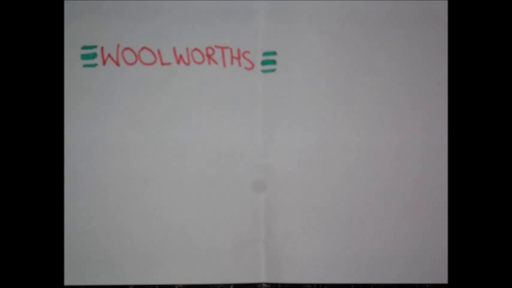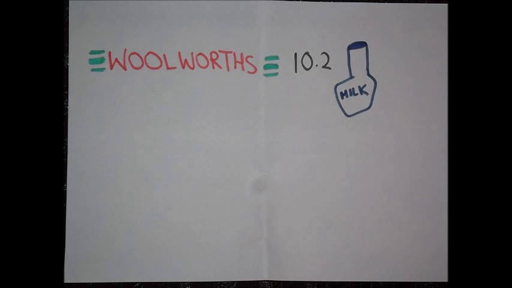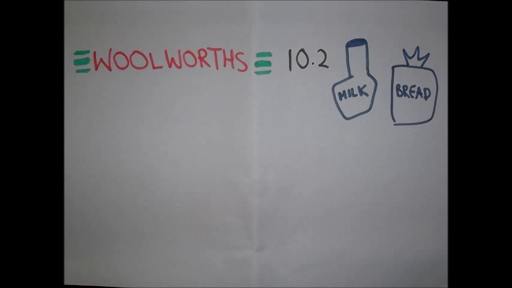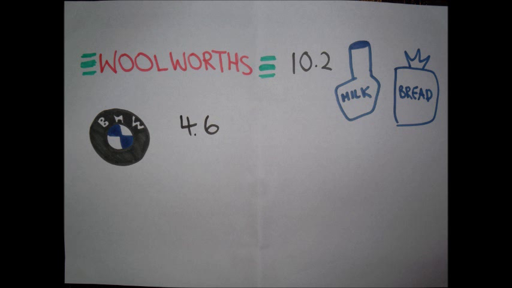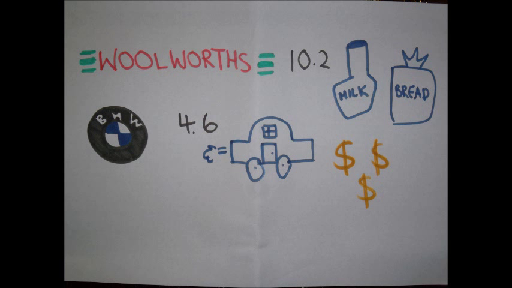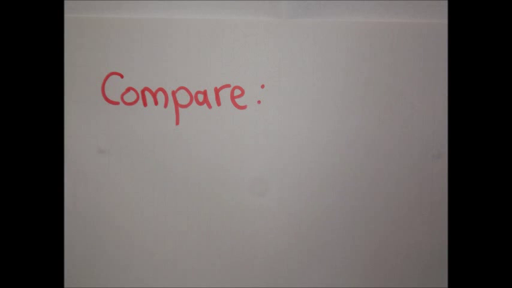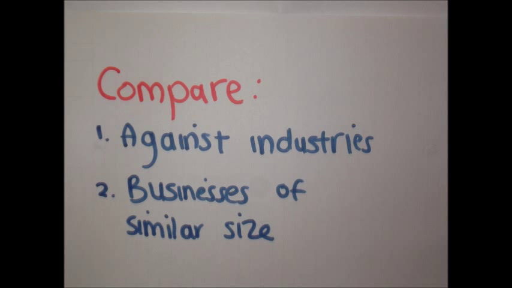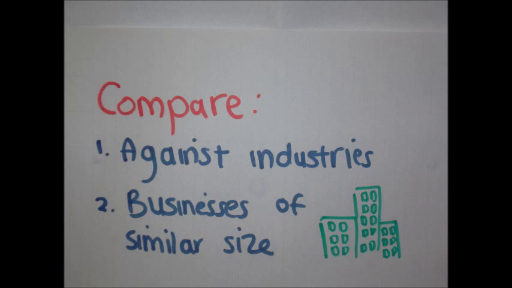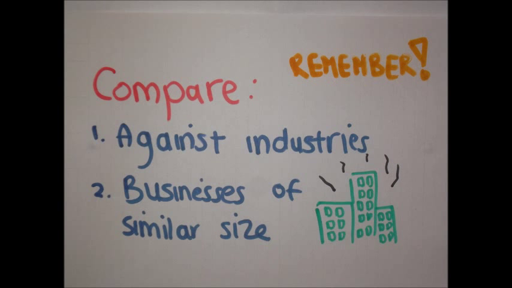A supermarket like Woolworths in the retail sector, selling relatively inexpensive necessities, will have a higher inventory turnover of 10.2 in comparison to BMW's 4.6, who are selling luxury goods to an elite market. Therefore, it is important to compare this ratio with industry averages and with similar sized businesses to ensure a relatively fair analysis of an organization's liquidity.